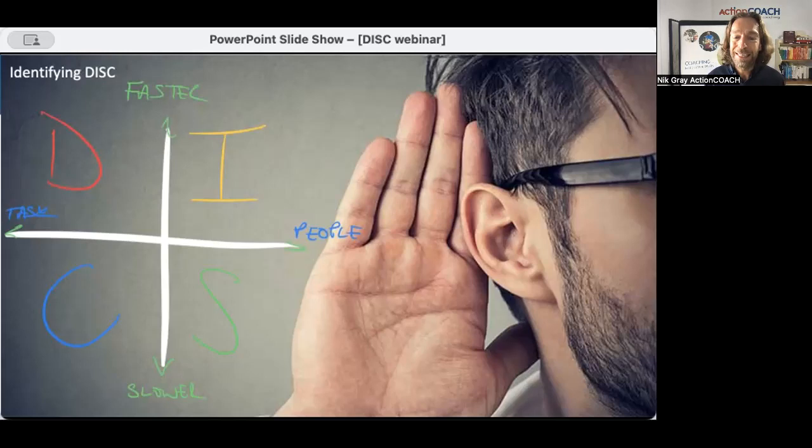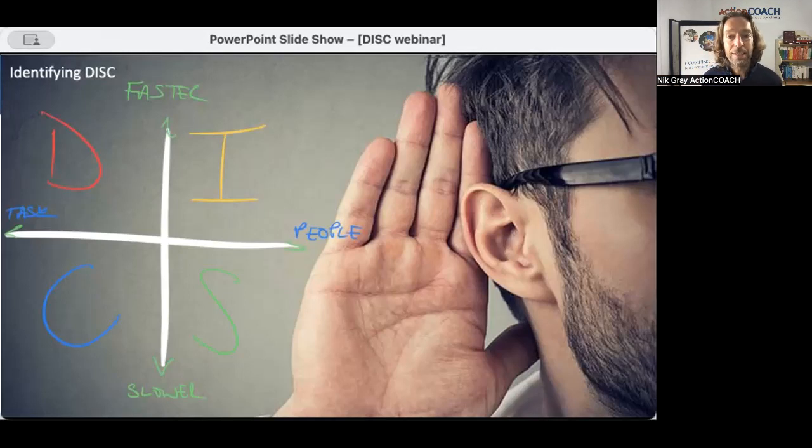Listen for tonality, the intonation. Are they speaking quite high pitch and then quite deep? If their tonality is rising and falling, or the speed varies, then they could be an I. If it's just monotone and they're speaking very fast, then that could be a D, just trying to get his point or her point across.